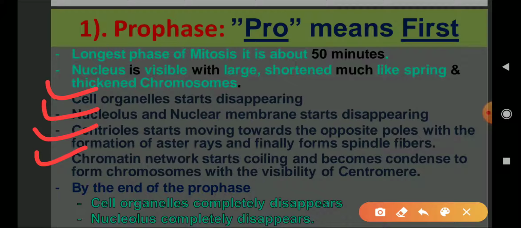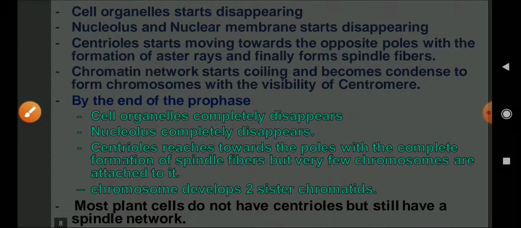And by the end of prophase, the cell organelles completely disappear, the nucleus completely disappears, and the centrioles reach the opposite poles with the complete formation of spindle fibers, but very few chromosomes are attached to it. Each chromosome develops 2 sister chromatids. In the plant cell, centrioles are not present, but the spindle fiber network is still formed with the help of polar caps.